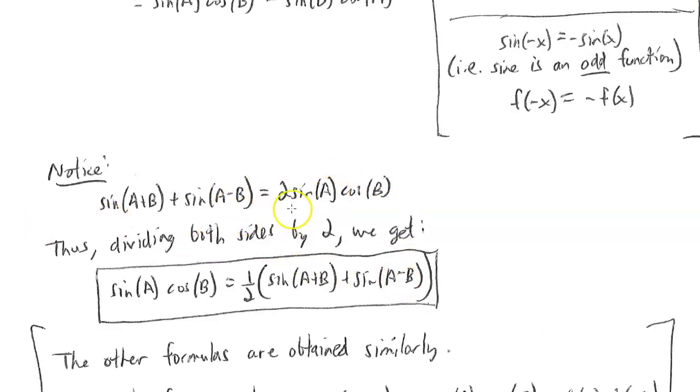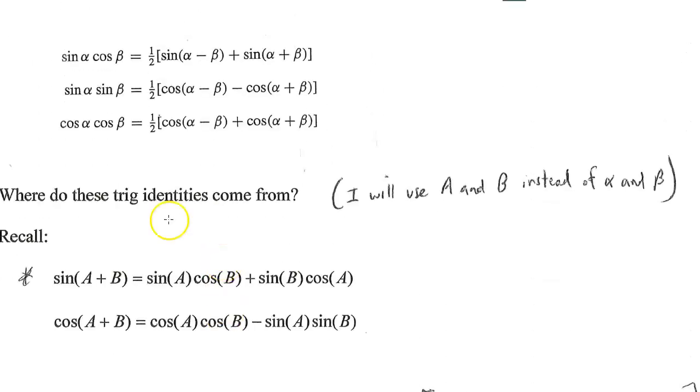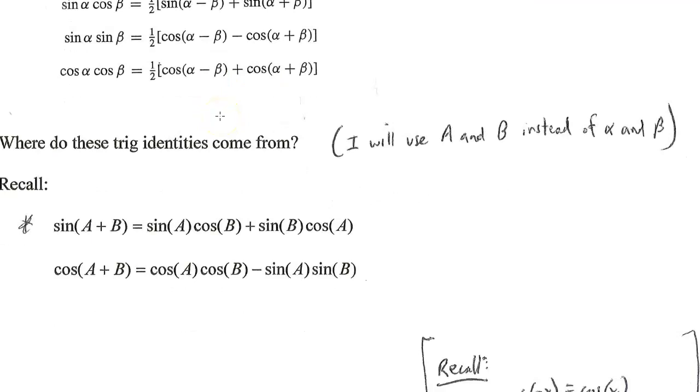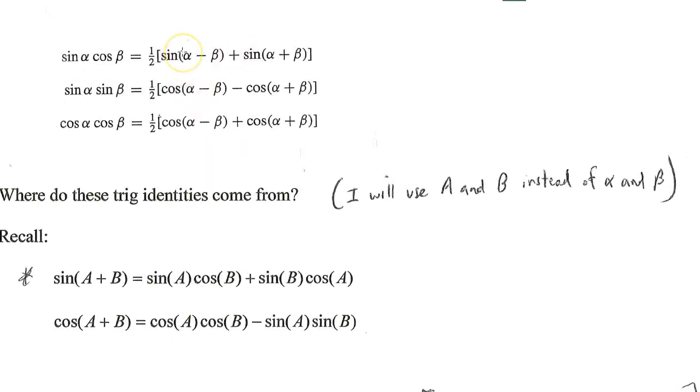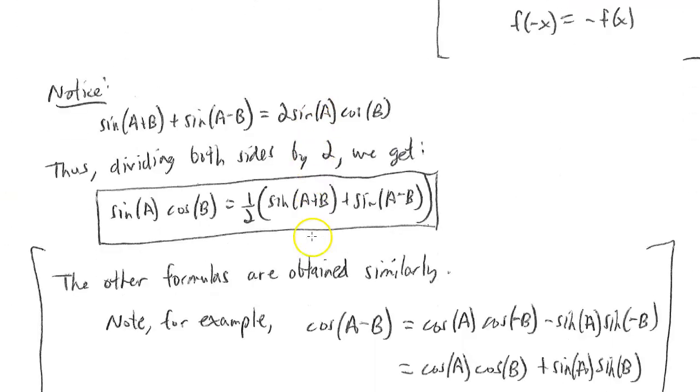If we divide both sides by 2, now we have sine a cosine b equals this thing over 2, or 1/2 of this thing, and that is our identity. Sine of a cosine b is 1/2 of this. That was one of our identities, it was this top one here. Sine a cosine b equals this. That was the one that we came up with.